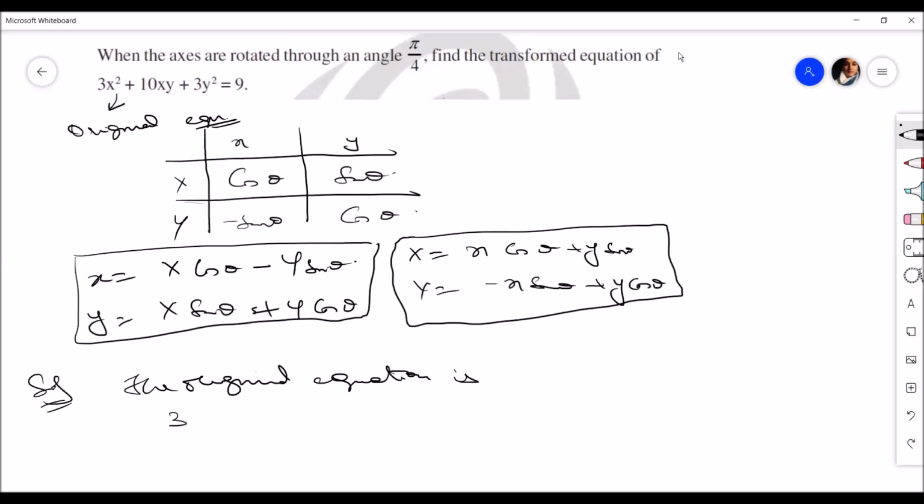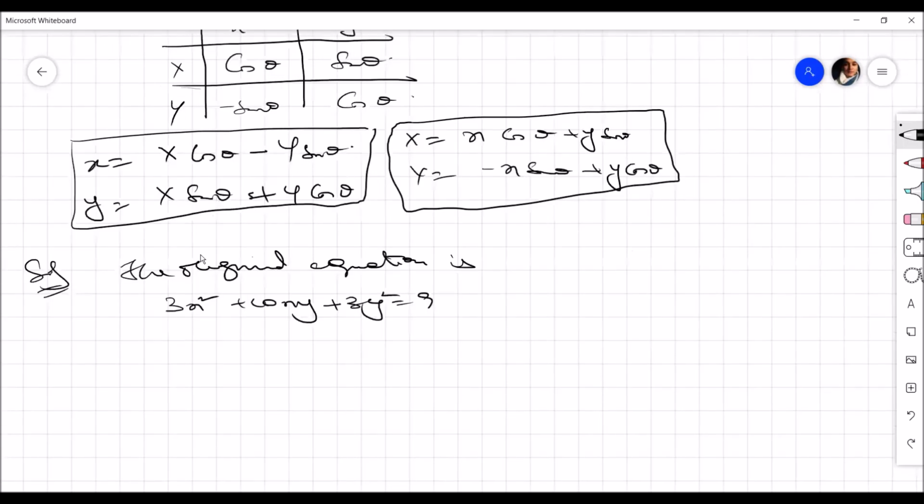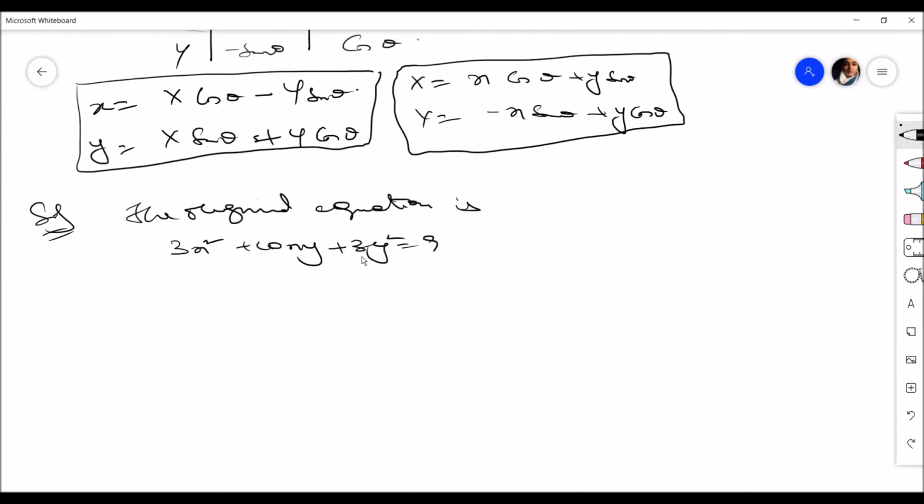The original equation is 3x square plus 10xy plus 3y square is equal to 9. So, are these capital X, capital Y or small x, small y only? Everyone? Because it is the original equation. Our notation is that we use small x, small y for original equations and capital X, capital Y for new equations. So clearly it is the original equation, so it is small x, small y only, and we have to convert that into capital X and capital Y.